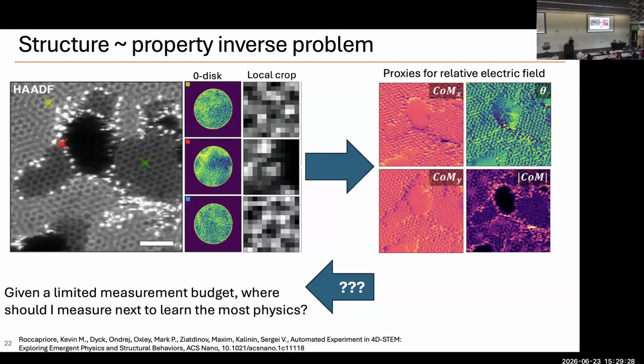But it's really hard to do the inverse problem, where you're given a limited measurement budget, and you're asking not just where should I measure next, but where should I measure next to learn the most physics?